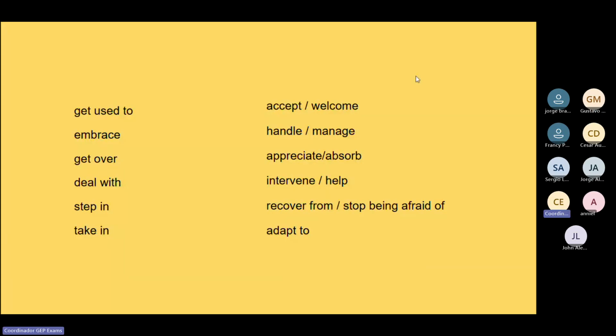Okay, can you see my screen? Yes, teacher. So let's learn some new words. These are phrasal verbs. So let's ask Jorge, the first one. What do you think is the meaning or the synonym of this? Get used to.